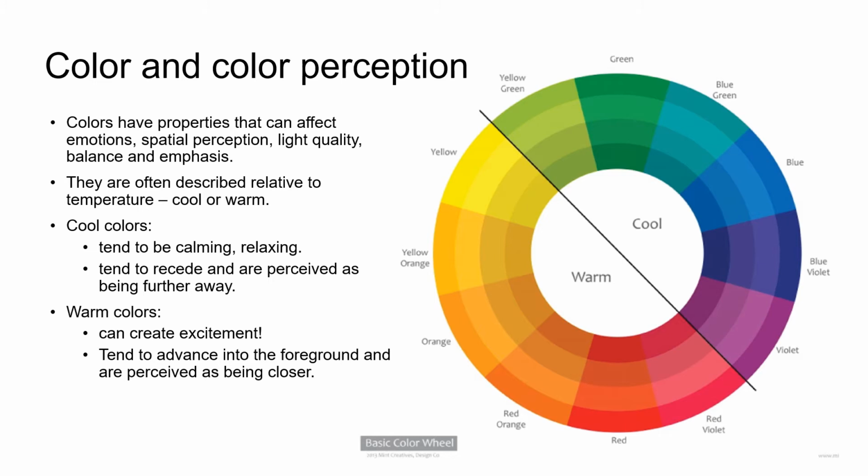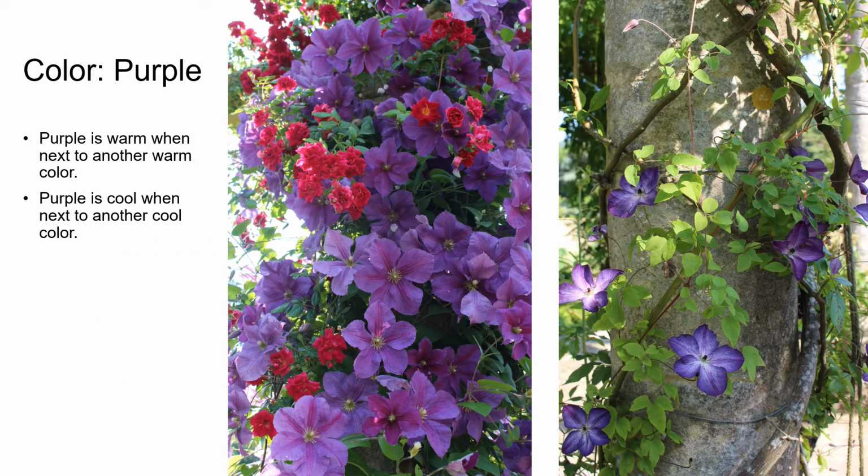Warm colours can create excitement. They tend to advance into the foreground and our eye sees them as being closer than they really are. The colour purple is an interesting one because it changes its qualities according to the colours that it's next to. Put purple next to warm colours, such as the red rose in the photo on the left here, and purple becomes a warm colour. Use it with cool colours, as in the photo on the right, and purple becomes a cool colour.